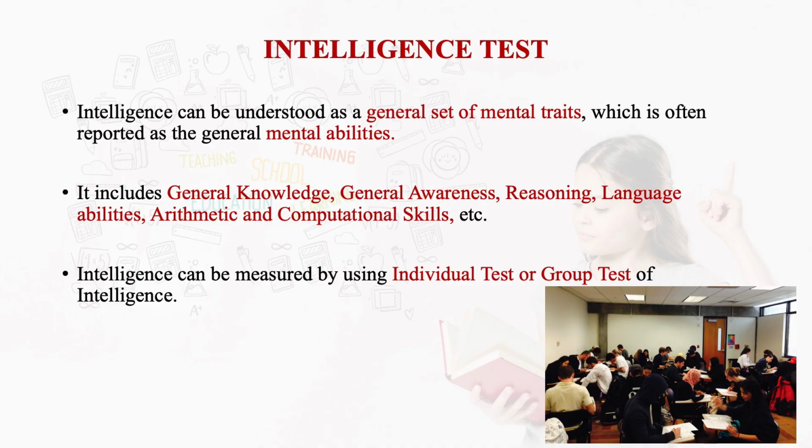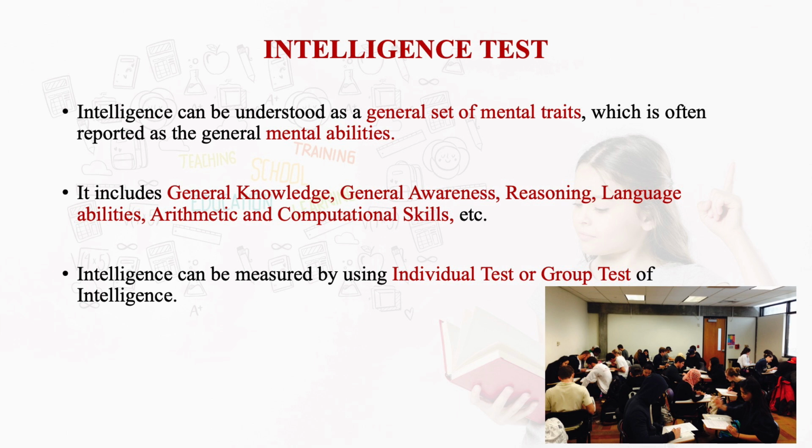So in an intelligence test, you will find that the questions are arranged in different components, in different sections, and the questions may be from general knowledge, general awareness, reasoning ability of the learner, then language ability or language skill, then from computational skills, and so on. The performance of the learners in all such areas will determine the general mental ability of the learners, and we can measure intelligence of the learners.